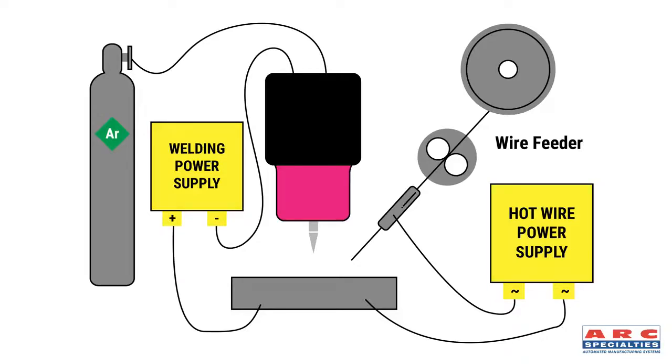The point of the exercise is to reduce energy, which reduces dilution, which is advantageous in cladding, and it also allows you to weld at higher deposition rates, and in welding, productivity is measured in pounds per hour.